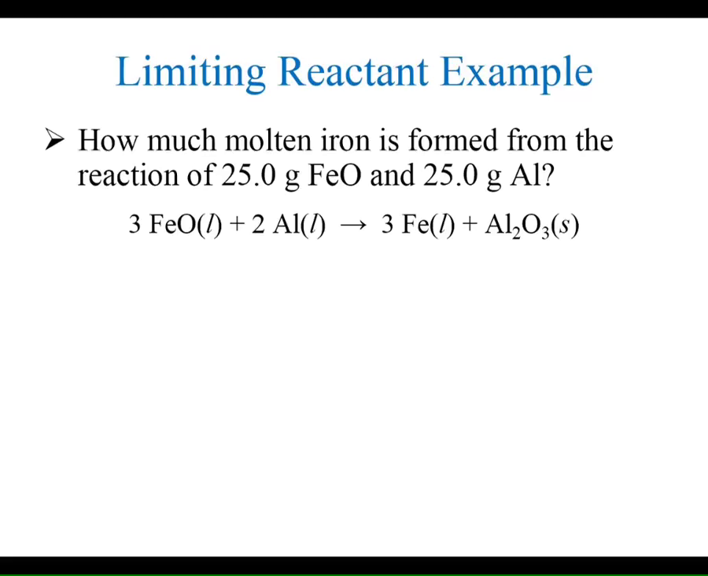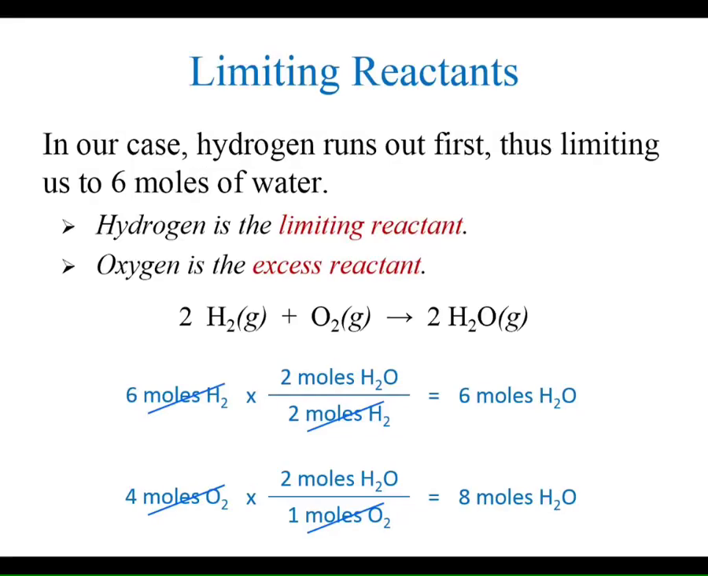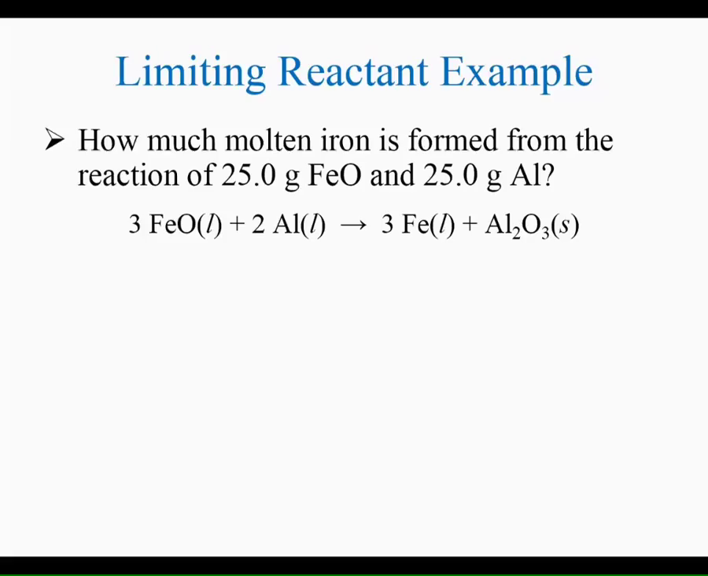I'm going to turn 25.0 grams of iron 2 oxide into iron and 25.0 grams of aluminum into iron. And then we're going to pick which one. Which one's the winner of the 2? The smaller one, right? The smaller one is going to be the amount we actually make. Okay, let's try this here. So 25.0 grams of iron 2 oxide.